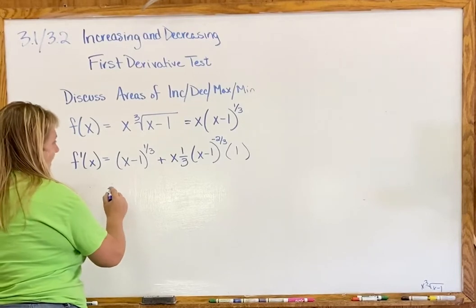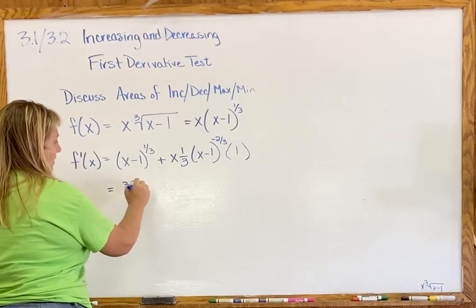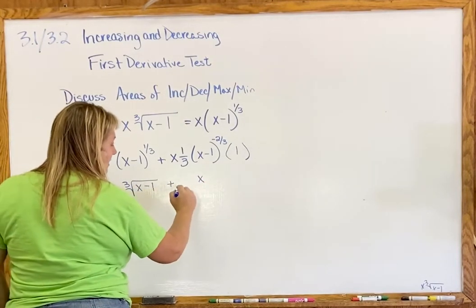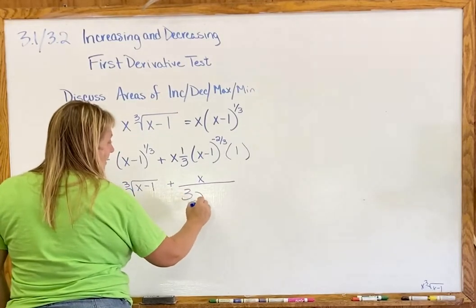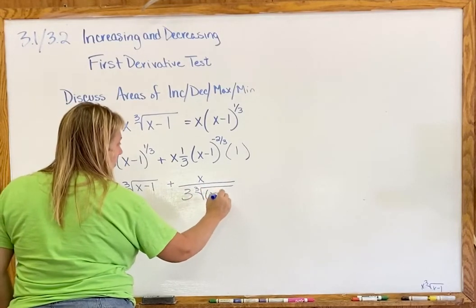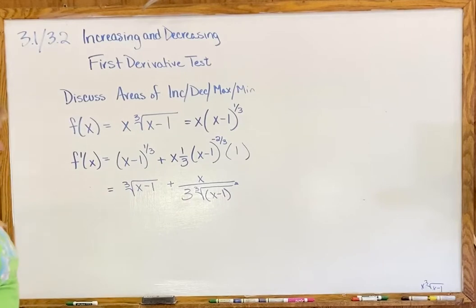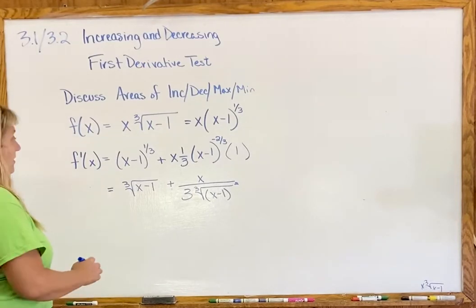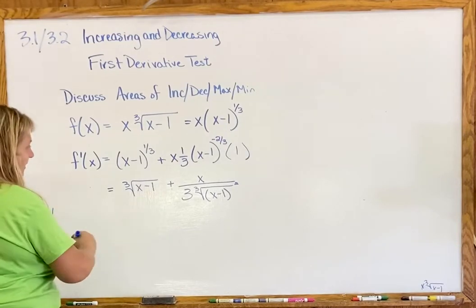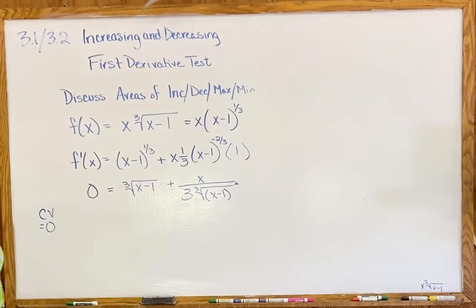So what we end up with is the cube root of x minus 1 plus x over 3 times the cube root of x minus 1 squared. Now, like I said, I wanted to do a difficult one. So remember to find those critical values. For critical values, we're going to set it equal to 0. So we're going to set this guy equal to 0. I'm just going to take a shortcut and put 0 there. But yeah, this is no easy task for us.